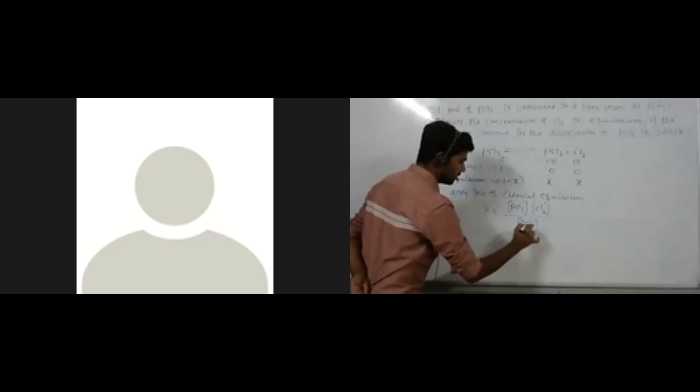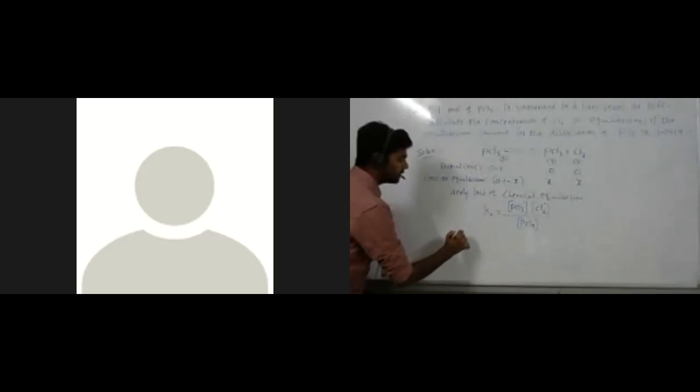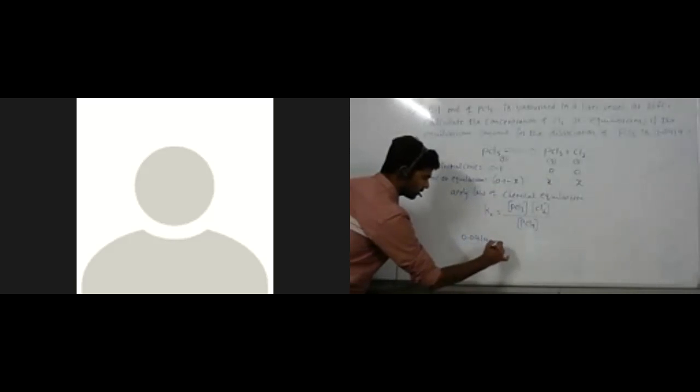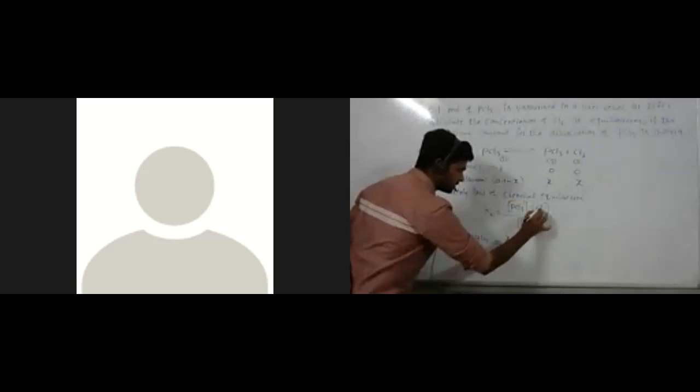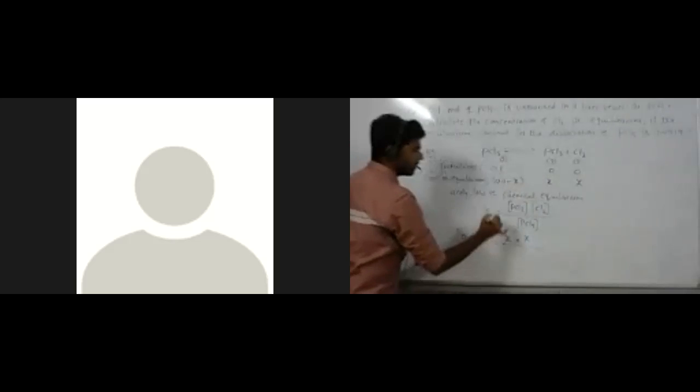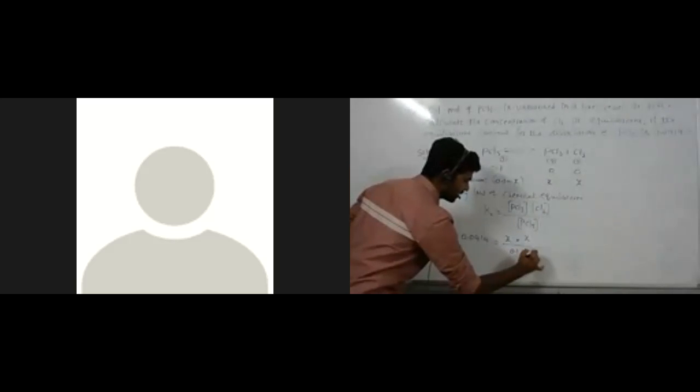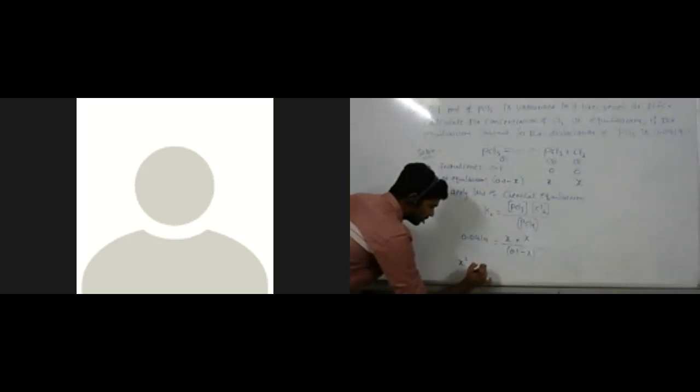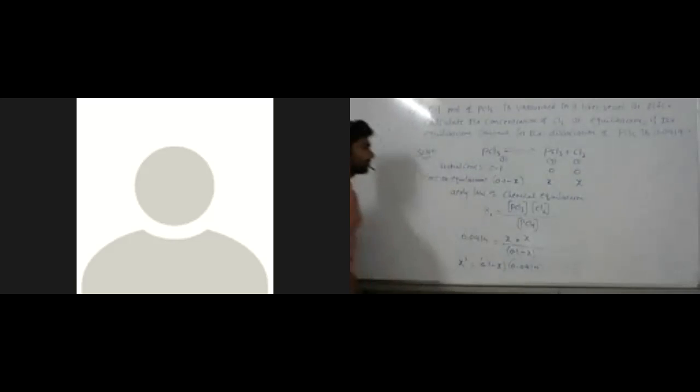See, in the question itself they have given the K value, 0.0414. So Kc is given: 0.0414 is equal to PCl3 treated as x, this also x, divided by PCl5 concentration 0.1 minus x. We are not taking any powers because 1 mole of each is obtained, right? Yes, sir, no need to take any powers. So this is x square equal to 0.1 minus x into 0.0414. Multiply this and you get one equation.